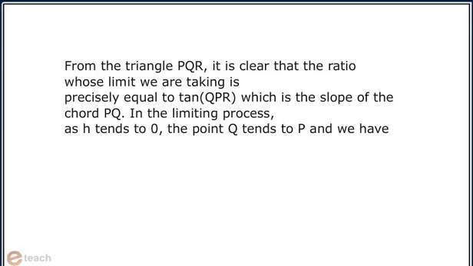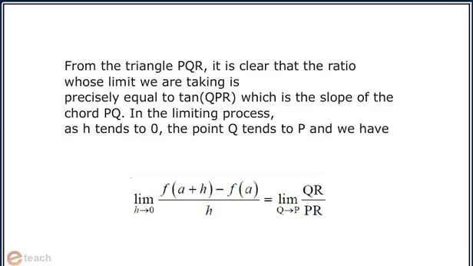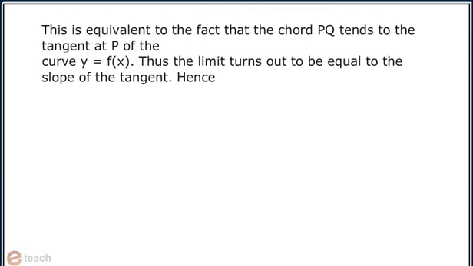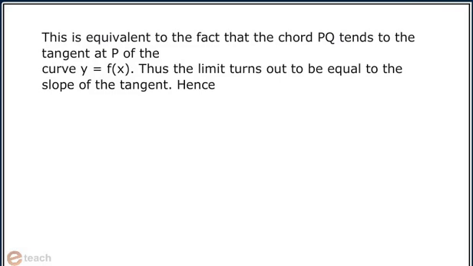In the limiting process, as h tends to 0, the point Q tends to P, and we have the limit as h tends to 0 of f of a plus h minus f of a, divided by h, is equal to the limit as Q tends to P of QR divided by PR. This is equivalent to the fact that chord PQ tends to the tangent at P of the curve y equals f(x). Thus, the limit turns out to be equal to the slope of the tangent. Hence, f dash a equals tan psi.